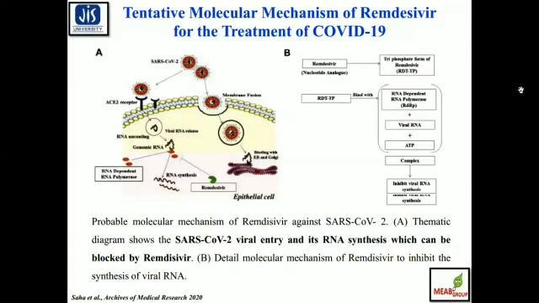So this is another tentative molecular mechanism of remdesivir for the treatment of COVID-19, which was conventionally used for the HIV treatment. The probable molecular mechanism of remdesivir against the SARS-CoV-2: figure A represents the diagram showing the SARS-CoV-2 viral entry and its RNA synthesis, which can be blocked by remdesivir. The detailed molecular mechanism of remdesivir also inhibits the synthesis of the viral RNA molecule.